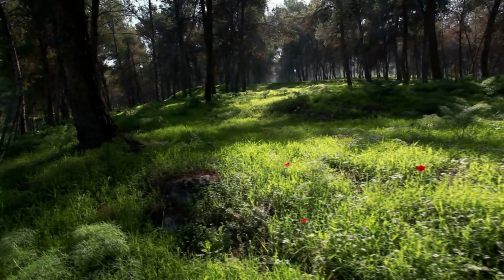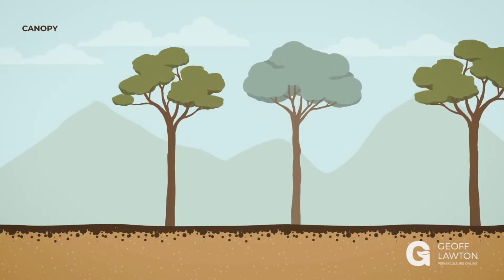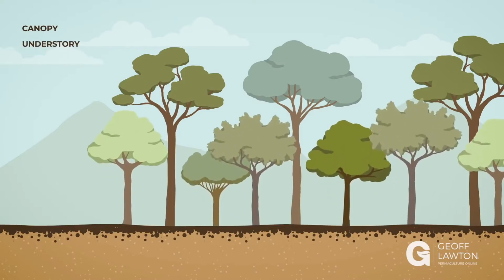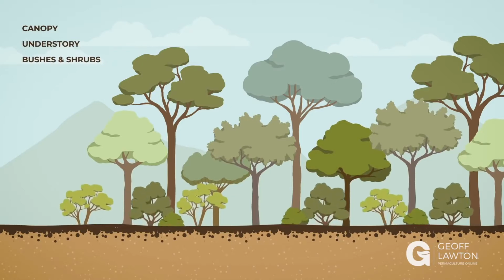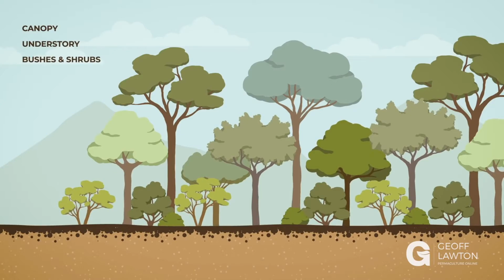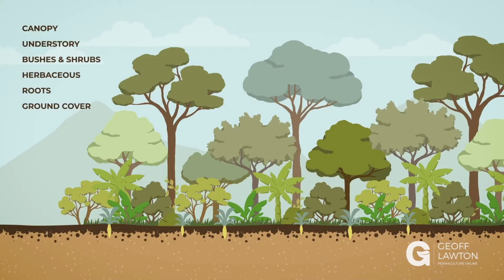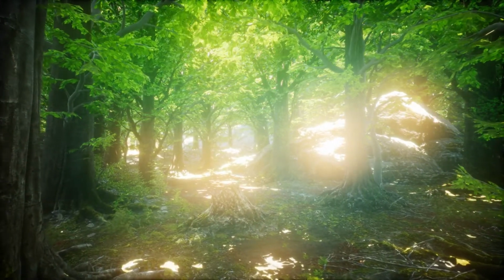All forests have layers. You start off with a canopy layer, which is the top of the forest. Then you have understory layers, and under those you have bush and shrub layers, going down to herbaceous layers, which are non-woody plants. Then you have a root yield, plants that have large starchy roots. On the ground you have ground covers, and you also have a vertical layer of climbers. All forests have those layers.